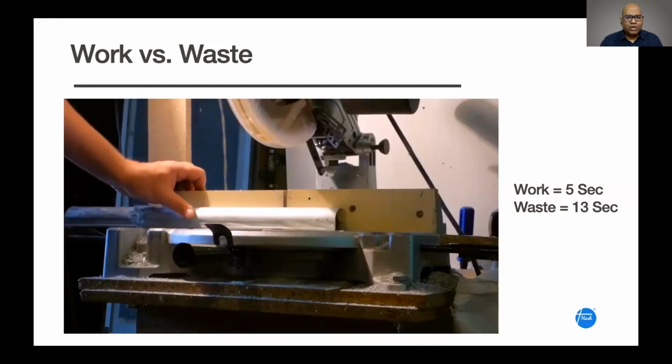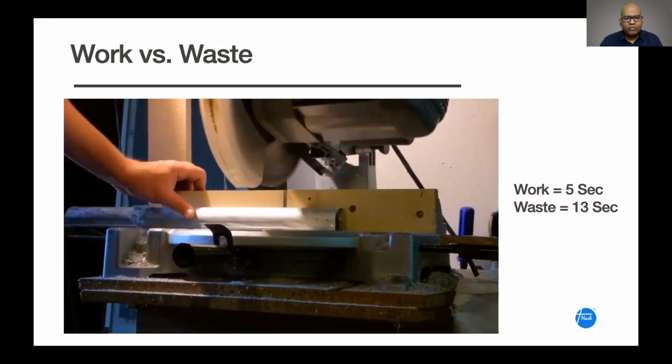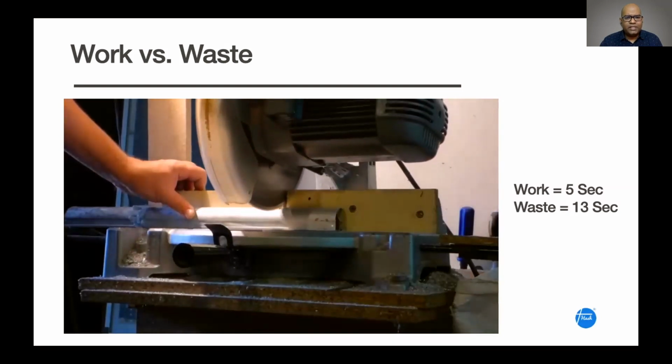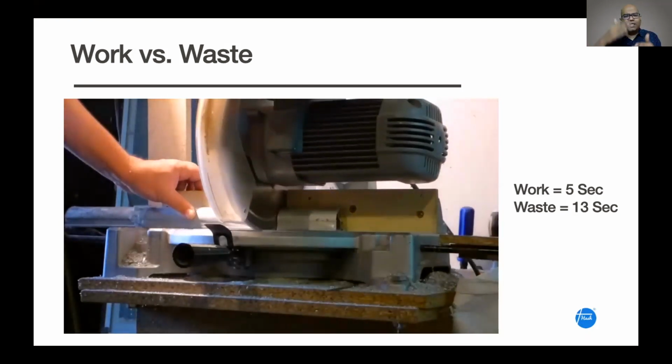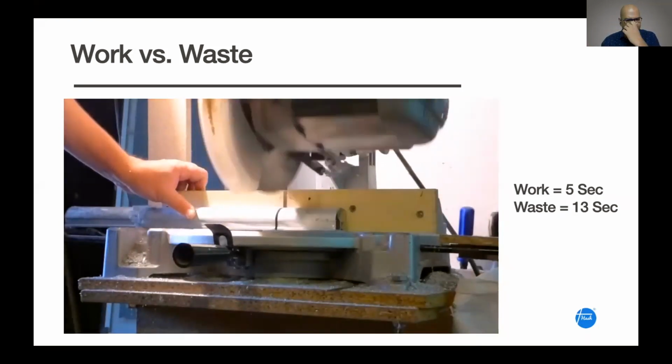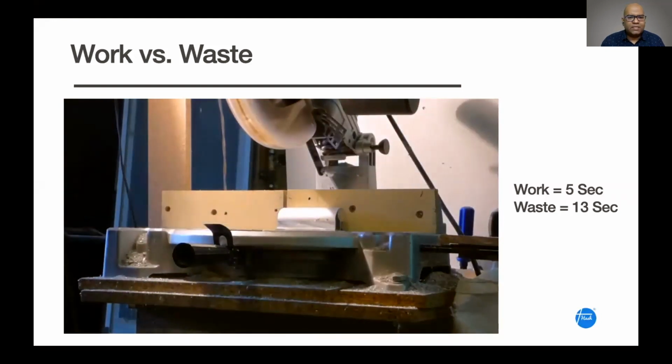So the guy has loaded the component, he just kept it, and now the wheel is coming down. What is the value addition? Whenever the wheel touches the component and cuts it, that is the real value addition. That's the transformation, because we are reducing the size of the product, right? The overall length. Now the machine is stopped. The excess piece is still there. Machine is stopped also.